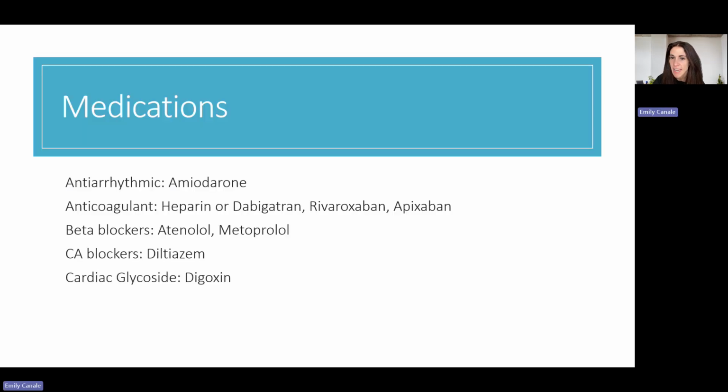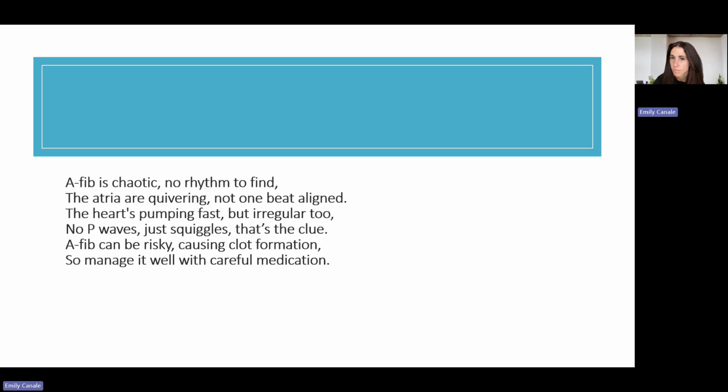And again, here are those medications that we talked about. An AFib is chaotic, no rhythm to find. The atria are quivering, not one beat aligned. The heart's pumping fast, but irregular too. No P waves, just squiggles, that's the clue. AFib can be risky, causing clot formation, so manage it well with careful medication.